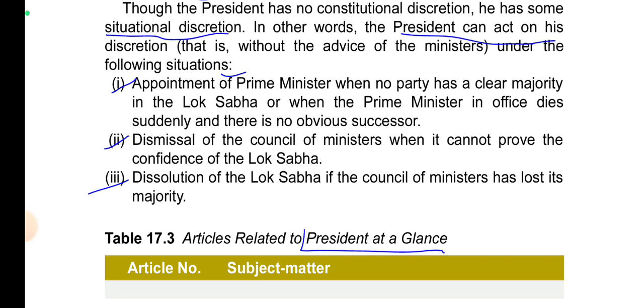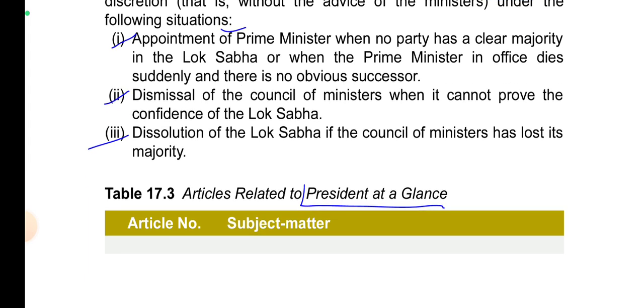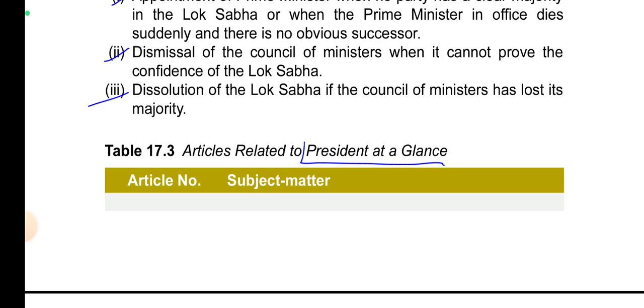In other words, the President can act on his discretion, that is, without the advice of the ministers, in the following situations: appointing a Prime Minister when no party has a clear majority in the Lok Sabha, or when the Prime Minister in office dies suddenly and there is no obvious successor; dismissal of the Council of Ministers when it cannot prove the confidence of the Lok Sabha; dissolution of the Lok Sabha if the Council of Ministers has lost its majority.